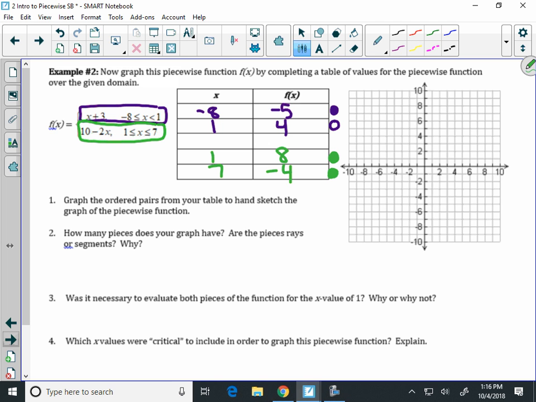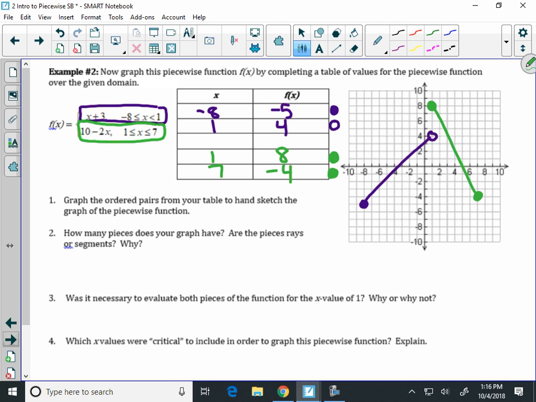All right, let's graph these. You only need 2 points, so you're just going to connect them. So I put a closed dot at -8, -5, which is down here, and an open dot at 1, 4. And then you can connect those. It doesn't have to be perfect. And then you're going to graph another segment, both with closed dots. One at 1, 8, and at 7, -4. That's your new piecewise graph.